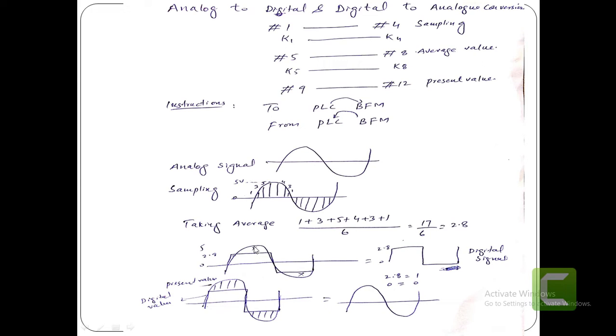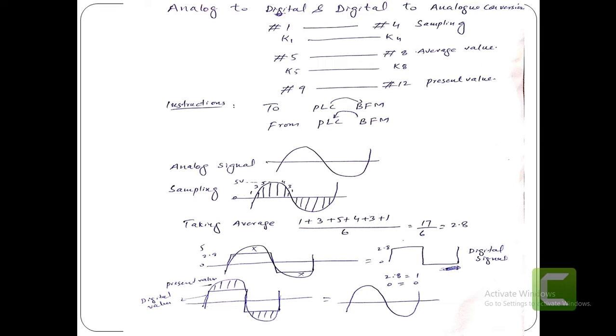This is 2.8, this is the 5 volt, this is 0 volt. So this looks like to be 2.8 volt. So this signal, I will cut it here. So you can see that this is the digital signal which I will get after analog to digital conversion of a signal.